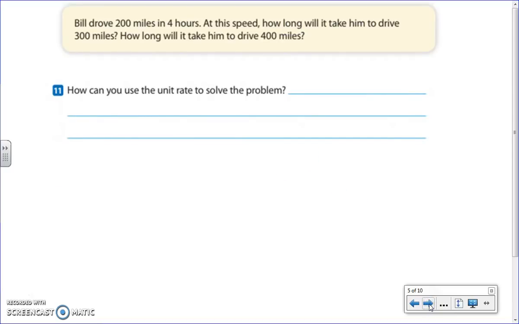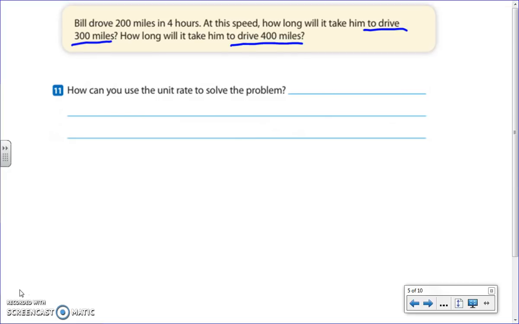It says, how can you use the unit rate to solve the problem? Well, we talked about this as well. There are 2 answers that we need to find. It says, how long will it take him to drive 300 miles? How long will it take him to drive 400 miles? So we're going to have to think about this a little differently than we have in the past.